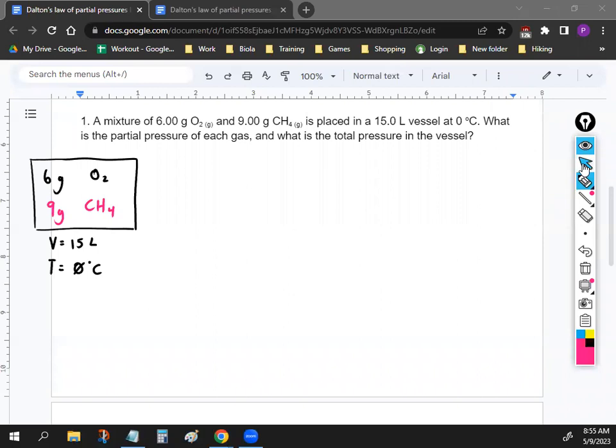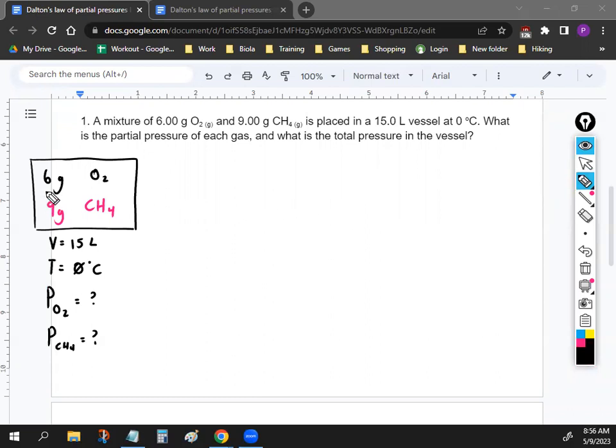We're basically going to be using the ideal gas law and then the pressure law we just learned. I'll show you guys how to do one of the steps, and then you guys can finish up the problem. It's telling us to find the partial pressure of each gas, which means we are looking for the pressure of oxygen and the pressure of methane. So we need to find both pressures. Unfortunately, we cannot do this at the same time. We have to do them individually.